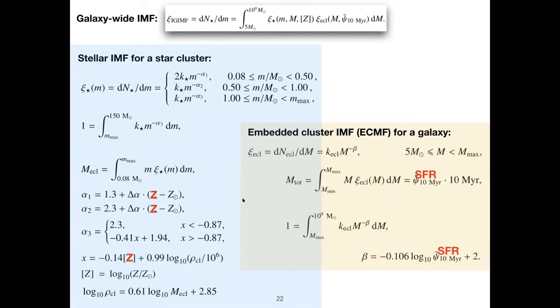You see that there are only two free parameters in these equations. It's the metallicity and the star formation rate, so the mean star formation rate of the galaxy over 10 million years. And we already developed an open source code to implement this, so you don't need to do it yourself if you're interested.